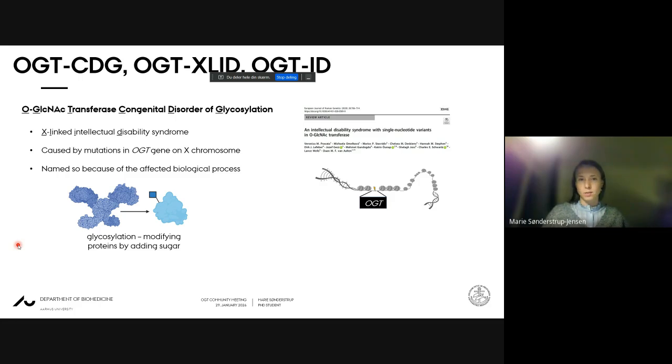It's involved in what is called O-GlcNAcylation, which is basically a form of glycosylation where proteins are modified by adding a sugar. This modification has a lot of different functions in the cell and can give rise to a lot of different symptoms, as we already know.